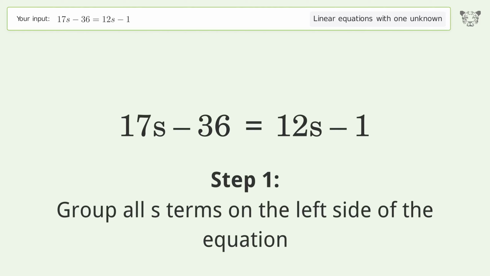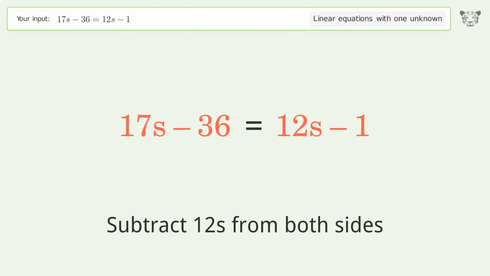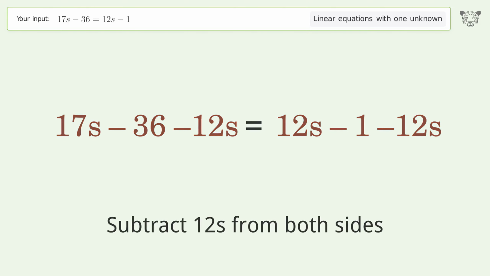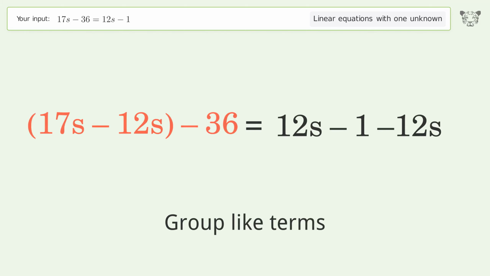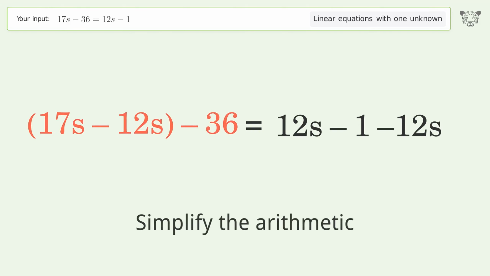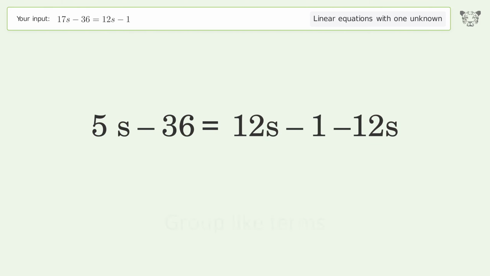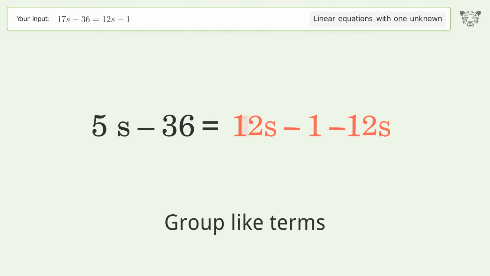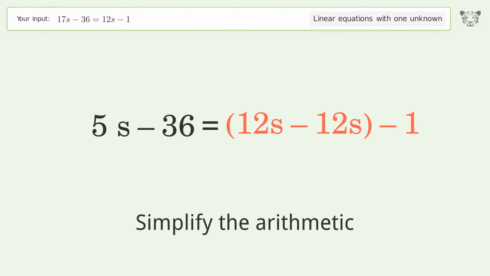Group all s terms on the left side of the equation. Subtract 12s from both sides. Group like terms. Simplify the arithmetic. Group like terms. Simplify the arithmetic.